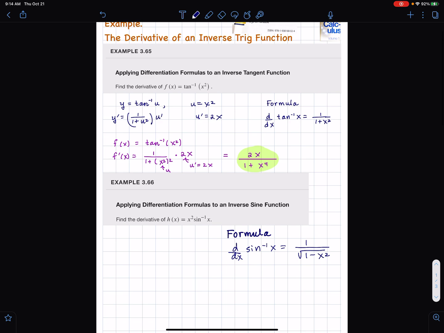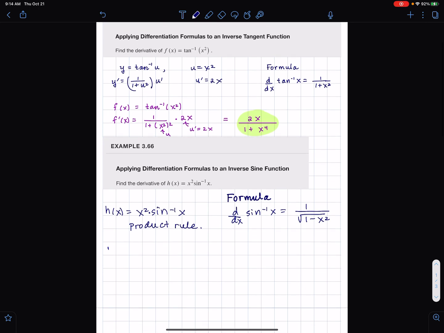Okay, well, to find, I'll just write down again h of x. H of x is equal to x squared sine inverse x. Now, to actually find the derivative, what I'm going to do is use the product rule this time. What's the difference? This time I have a product. You could put a dot there between the function x squared and sine inverse x. And so for the product rule, what I do is I take the derivative of the first factor, which is x squared, and then I leave the second factor untouched, plus then the first factor untouched times the derivative of the second factor.